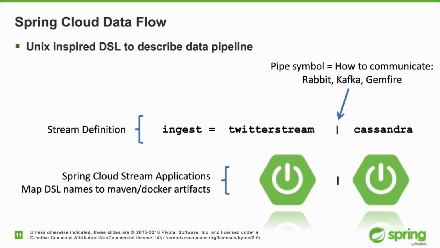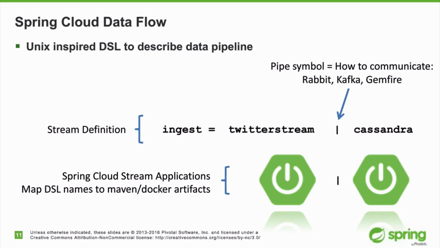So you could do java -jar Twitter Stream, as we saw earlier, and java -jar Cassandra, and pass in all the properties that they need. You would also need to pass in the binding properties that Spring Cloud Stream uses, telling Twitter Stream what topic to write to, and telling Cassandra which topic to read from and what consumer group name it should use when reading from that.